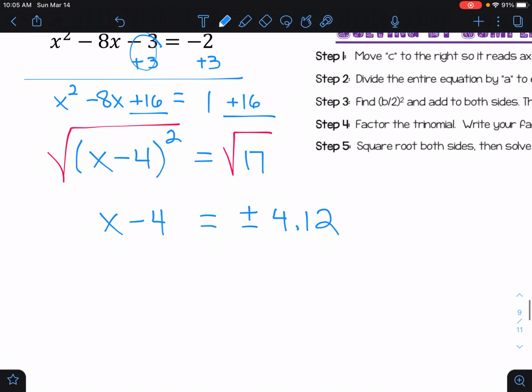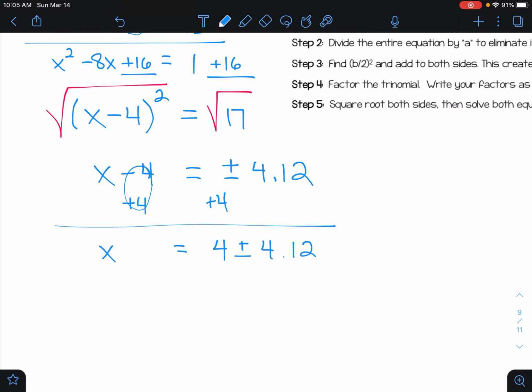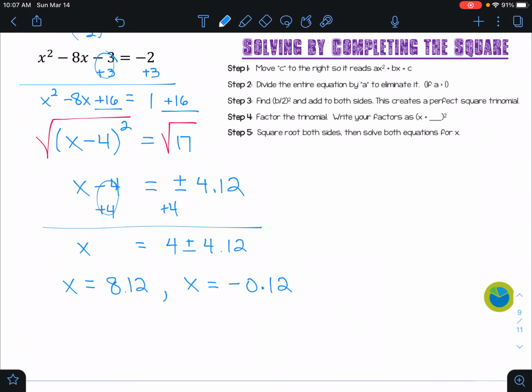Okay, now I'm going to add 4, and I'm going to add 4. And again, you're going to end up writing this in front of that. So this would be x equals 4 plus or minus 4.12. Okay, so now my two answers, I'm just going to do this one. 4 plus 4.12 would be 8.12. And then my other one would be 4 minus 4.12, which would be negative 0.12. Again, type it into your calculator if you're not sure, but those would be my two answers.